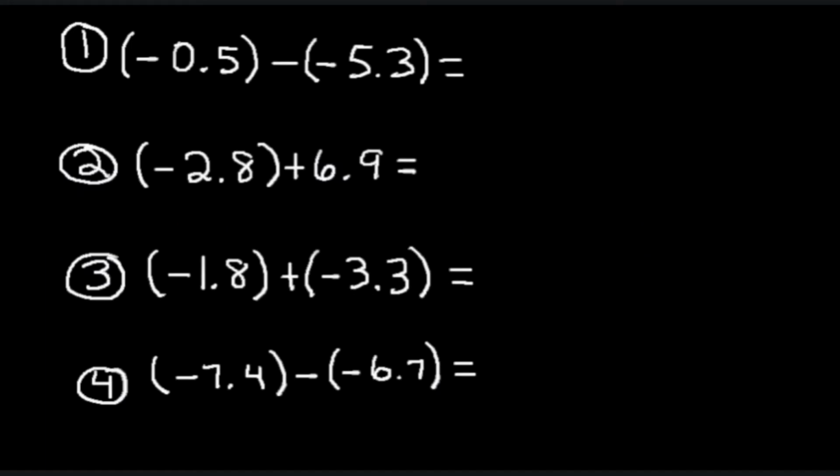Okay, so for number one, we have negative 0.5 minus negative 5.3. So you can rearrange this to where we have a positive 5.3 and you're subtracting 0.5 from it. Okay, so we have 5.3 minus 0.5, that's equal to 4.8.